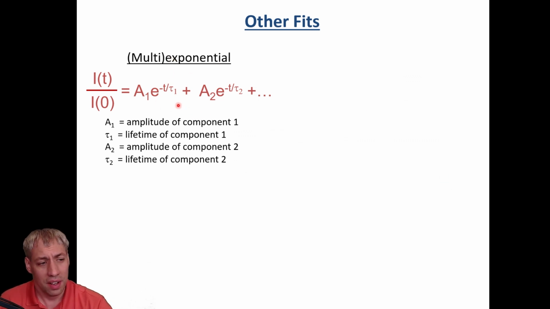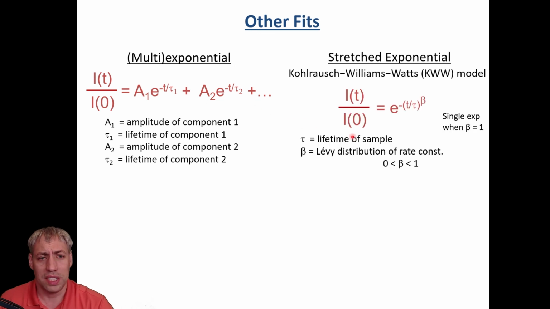Again, you could say there's contribution from individual species. Another option is a stretched exponential fit, a KWW fit. Rather than saying there are several individual single exponential behaviors, this one assumes there's a Levy distribution of rate constants. That's where this beta term comes in. Beta is a value between 0 and 1. It says there's a Levy distribution of exponentials, and those sum together to give you your decay curve.